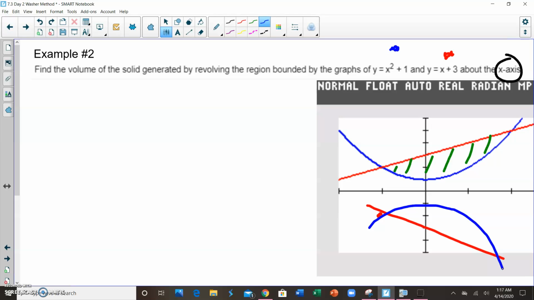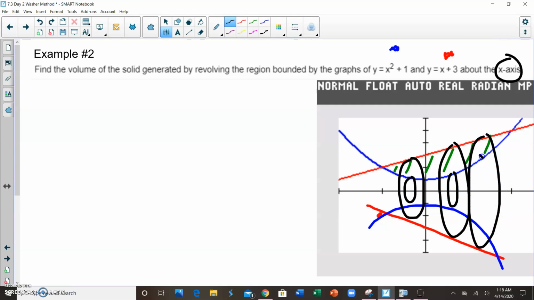All right, so as this revolves around, I'm going to do my washer. I have the outside of the washer, and then when I revolve it around, I get a hole in the middle. And that's supposed to come down and touch the blue line. Sorry about that. Let me redraw that. All right, so that's going to come down here, and there's one washer. Here's another washer. Here's another washer. So as you can see, I'm going to have all these different washers.